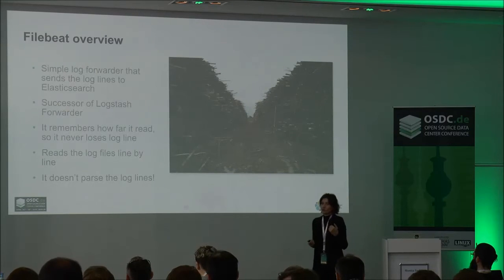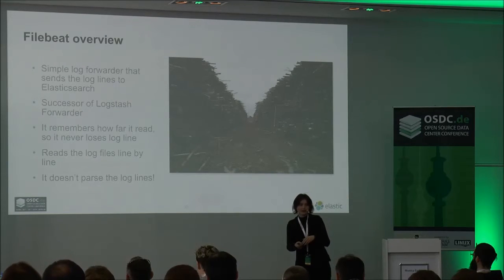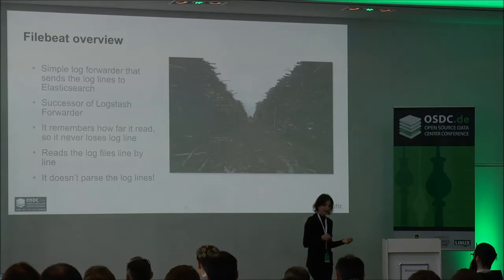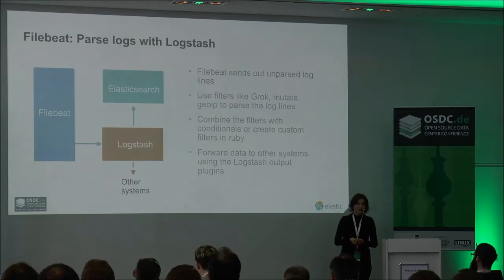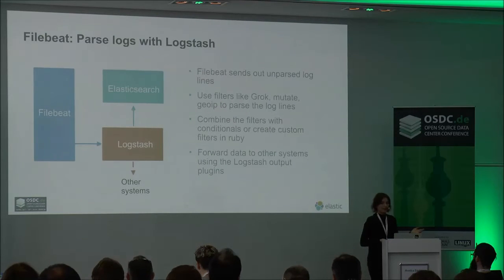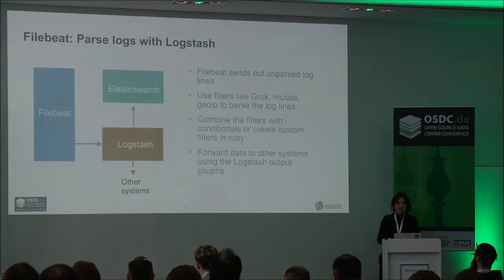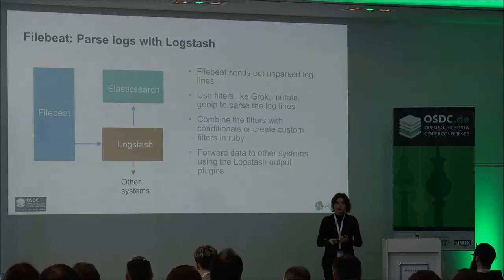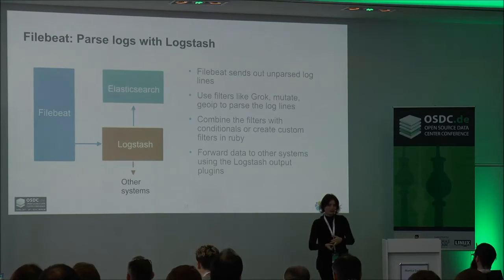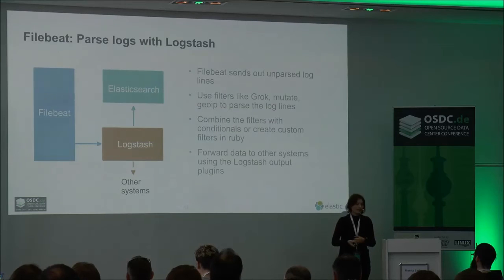Filebeat sends the log lines as they are without parsing them. So who is doing the parsing then? There are actually two options. One option is to use Logstash. In this scenario, you will see that Filebeat is sending the logs unparsed to Logstash. And Logstash is using filters like grok, GeoIP, mutate to parse the logs, and then sends the parsed logs to Elasticsearch or to other systems.